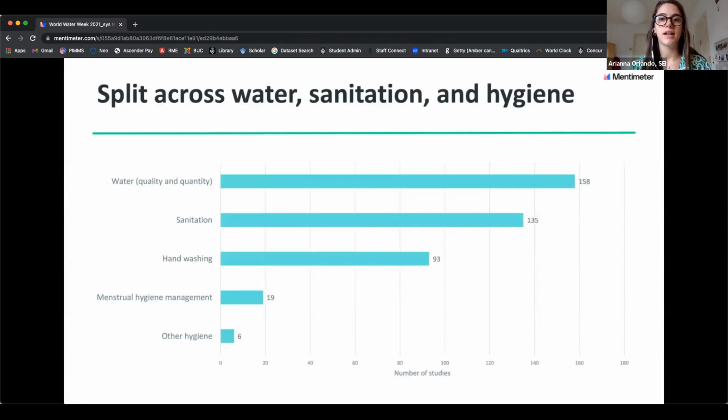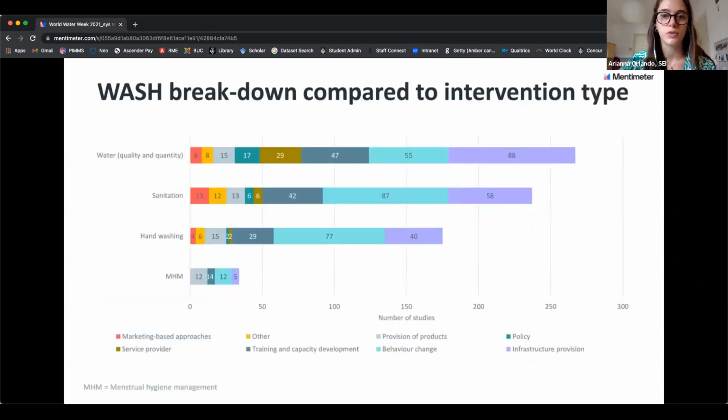So here you can see that in alignment with your suggestion, most of the studies are actually about water supply and quality, around 38%, followed by sanitation, 33%, and then hand washing, 23%. While menstrual hygiene management and other hygiene have a much lower percentage. We can move to the next slide.